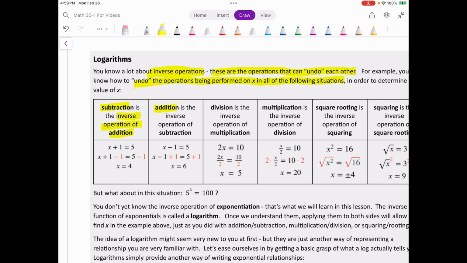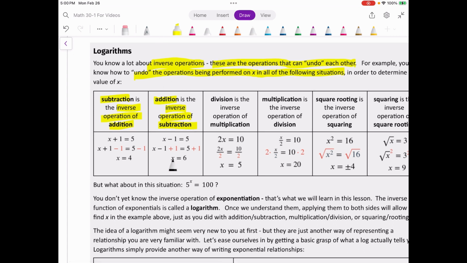Similarly, addition is the inverse operation of subtraction. So if we had X minus 1 equals 5, how do we undo the fact that we're subtracting 1 from X? We add 1. Addition and subtraction are inverse operations, so they kind of undo each other. X is no longer having 1 subtracted, it's now just X. And by doing it to both sides, we've solved for X. Okay? Division undoes multiplication. Division is the inverse operation of multiplication. So X is being multiplied by 2. How do we undo that? We divide by 2 to solve for X.